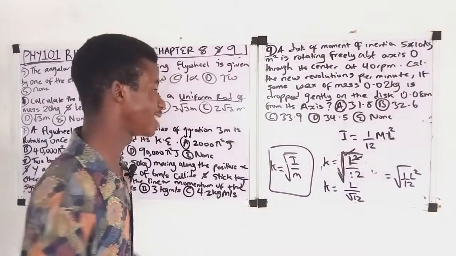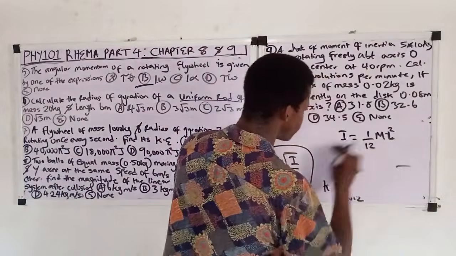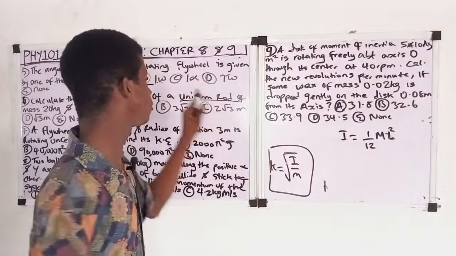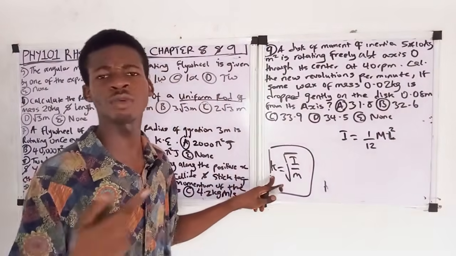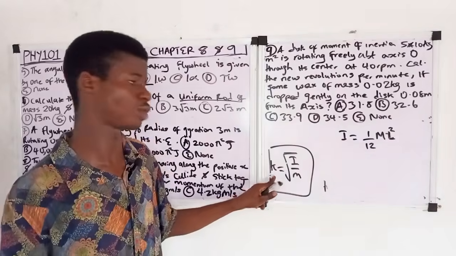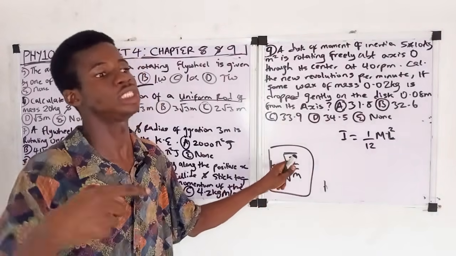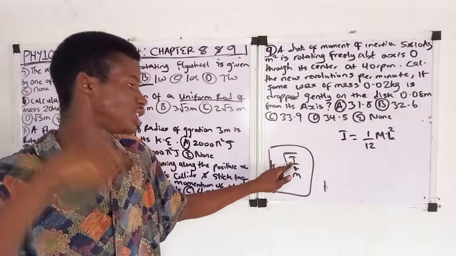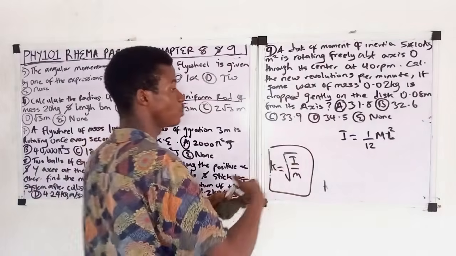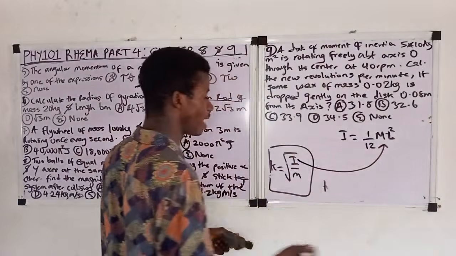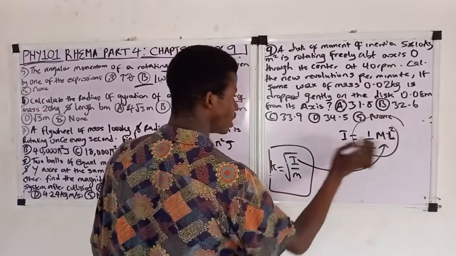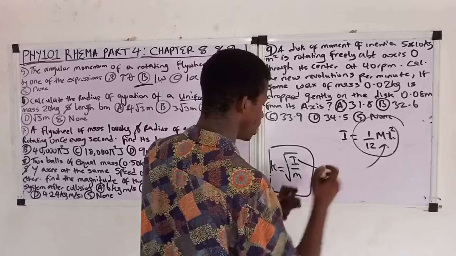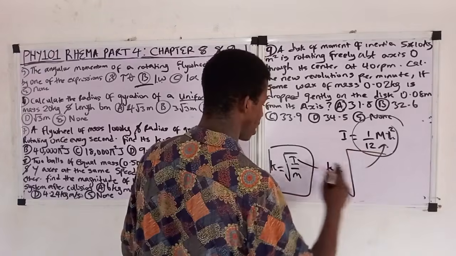I hope you guys understand. Let me explain it again, quickly. That is what we calculate for the radius of gyration of a uniform rod. Before we solve for the radius of gyration of a uniform rod, we need to know the moment of inertia of a uniform rod. The moment of inertia of a uniform rod is this, so in place of I, I'll put this. So K is equal to the root of I.